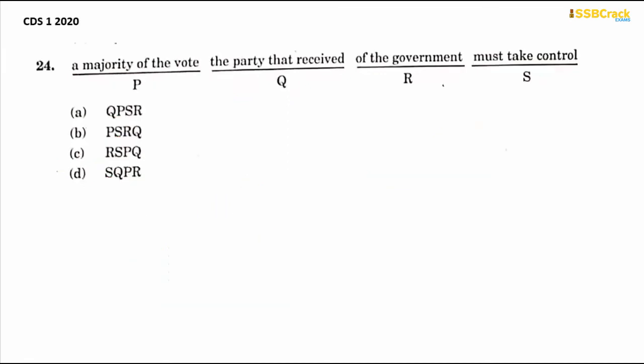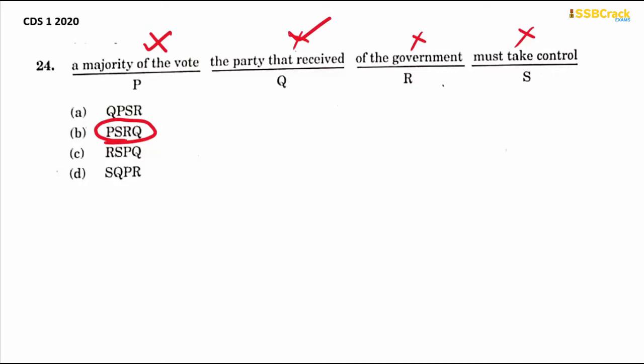Next sentence. Again, the party that received, of the government, and must take control will not be used in the beginning of the sentence. So it should be a majority of the vote. All right. And the only combination is PSRQ here, starting with P, but we have to see if it's forming a correct sentence. So let's see. A majority of the vote, you see, must take control of the government, the party that received. Now you see, it's not matching. That's why I told you, before you write down the answer, you need to match. So therefore, it should not be the start of the sentence. Then let's take Q, the party that received.